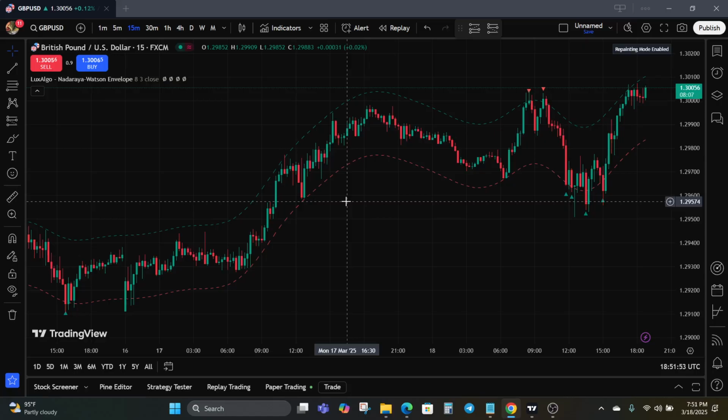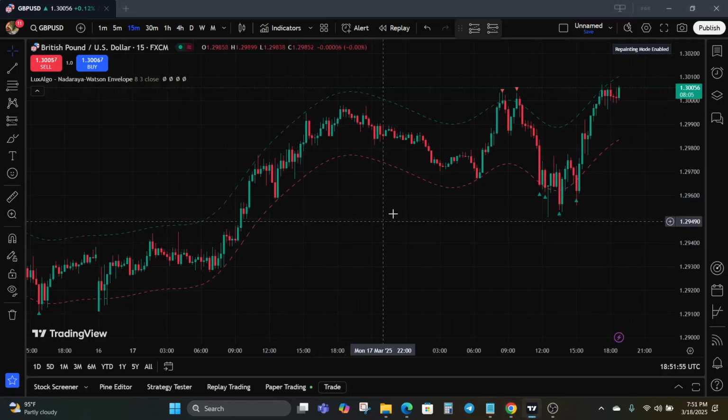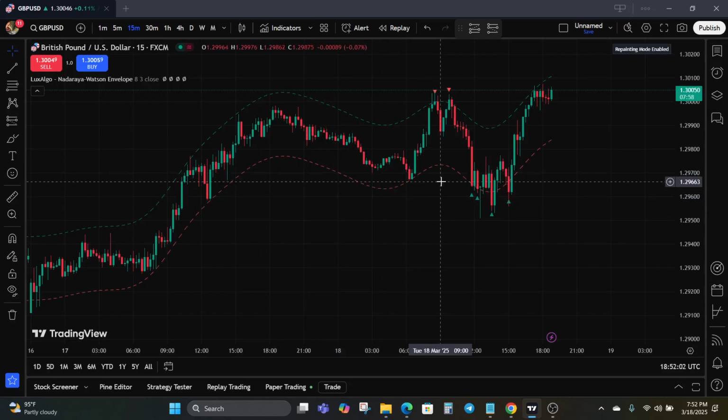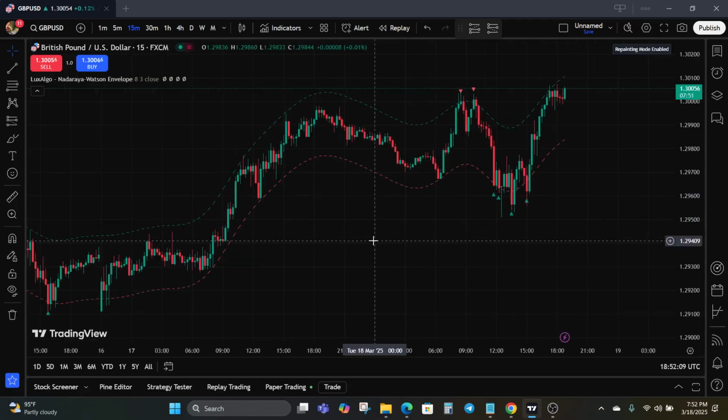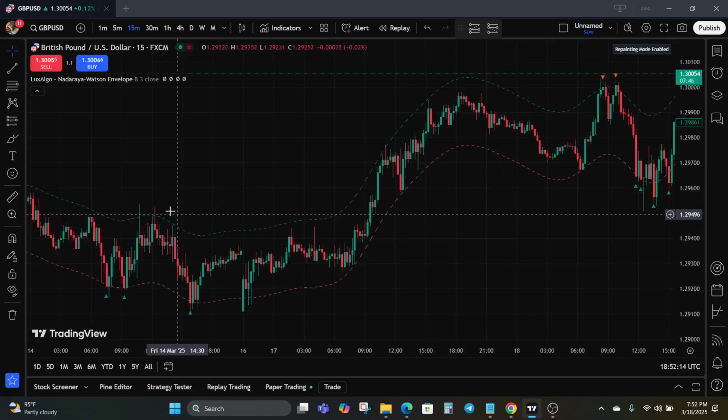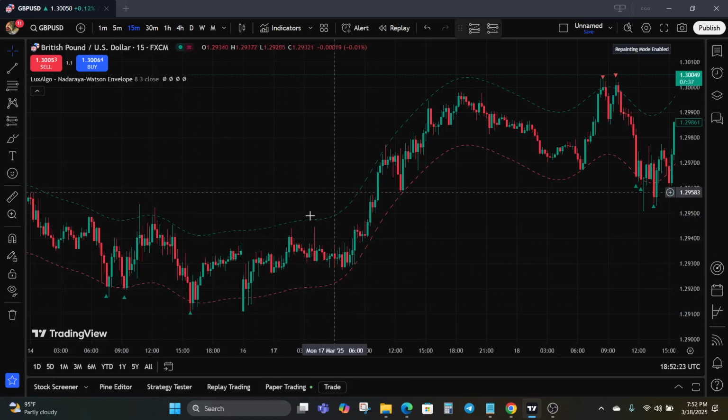Okay, let's just break this down in simple terms. This indicator helps to smooth out price action, and it adjusts dynamically to market conditions. It helps identify support and resistance zones that react to price movement. If we look at this indicator closely, we're going to see that the red line serves as a dynamic support, while the green line serves as a dynamic resistance. So basically, we have price always bouncing in between the green line and the red line. That is why this indicator serves as a dynamic channel.